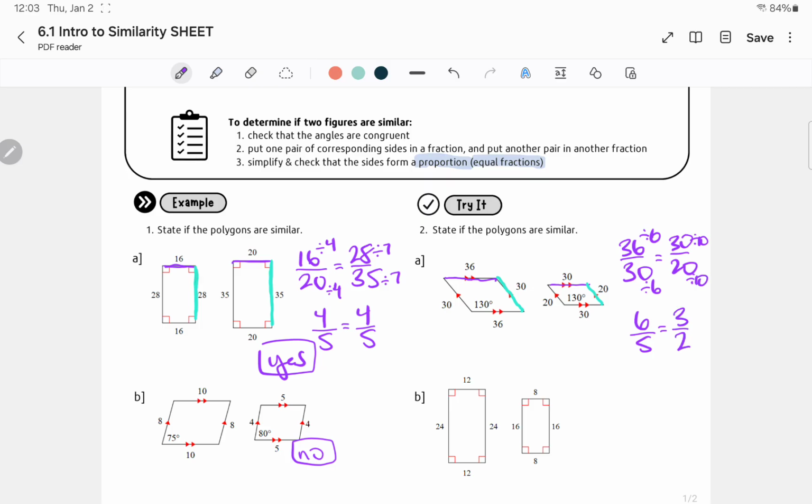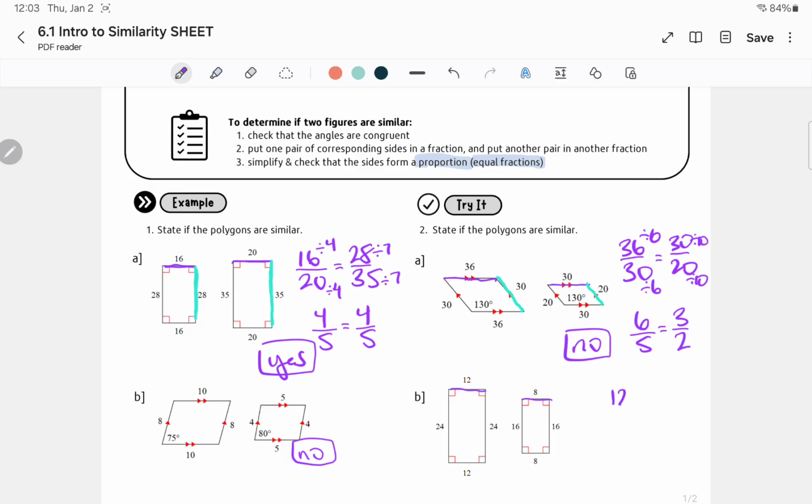So are these equal fractions? No, it is not a proportion. Okay, and now letter B, I have the same angles, right? Both rectangles, all 90 degrees. So that checks out. So now I have to line up the sides here.